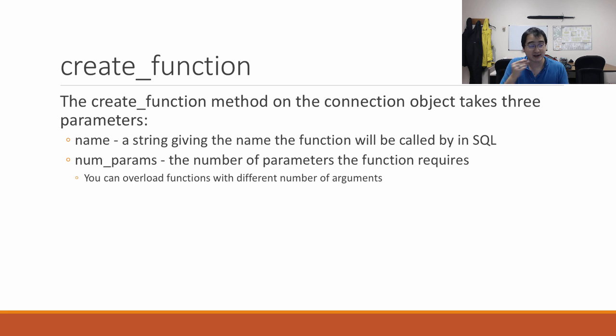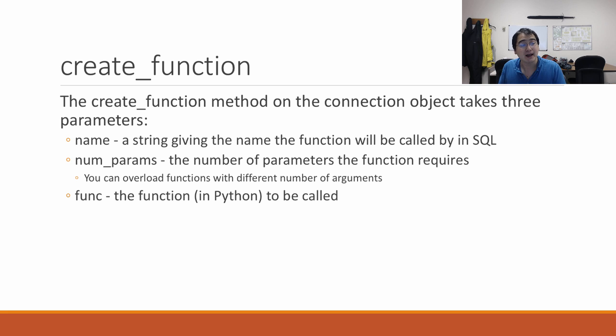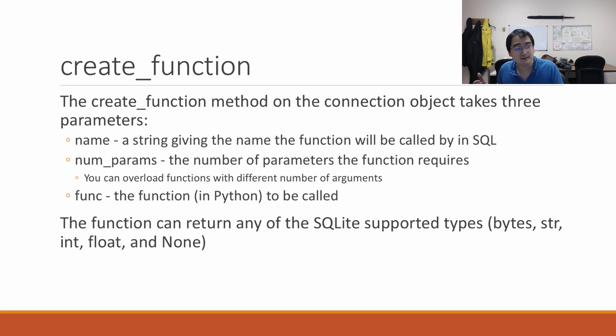The other thing is you can actually overload functions with different number of arguments. I don't recommend that because it can get really confusing if people forget to provide a parameter, but it's up to you. And then the function itself, the function in Python that should be called. And the function can return any of the SQLite supported types. So it can return bytes or string or int or float or None.